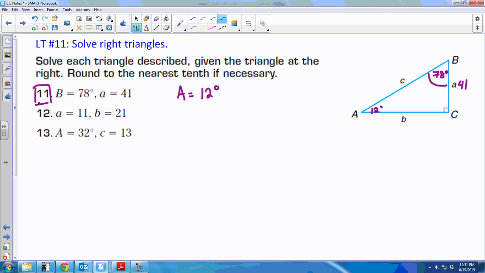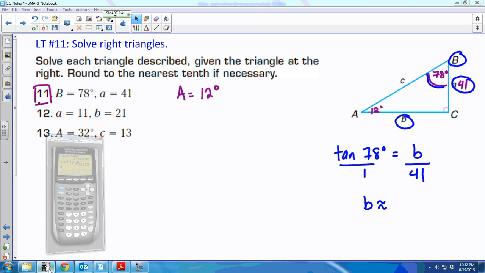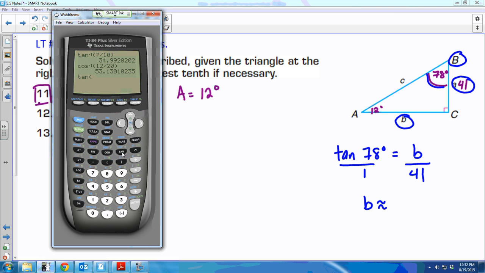So I'm just going to stick with what they gave me originally. I'm going to use angle B and side A, and I'm going to look for side B, because that way I'm going in alphabetical order. I've got the opposite side over the adjacent side, so that's tangent. Again, that's not the only way you could have approached this. So tangent of 78 degrees equals b over 41. Then I can cross multiply. We're still rounding to the nearest tenth. So we get 192.9 units.